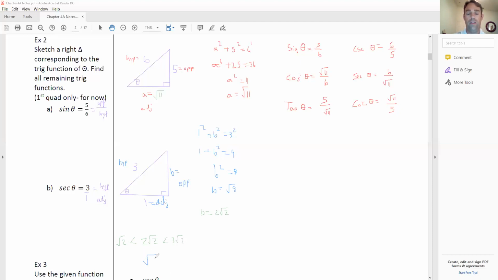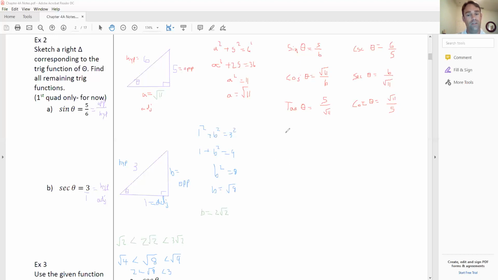So root 8, that tells me a little bit. I know root 8 is between root 4 and root 9. So I know a little bit more about root 8 than I do about 2 root 2. I know it's going to be somewhere between 2 and 3. And since root 8 is closer to root 9 than root 4, it's going to be closer to 3. It'd be about 2.83, 2.85, somewhere around there. So go ahead and leave that radical alone as root 8. You don't have to do 2 root 2.